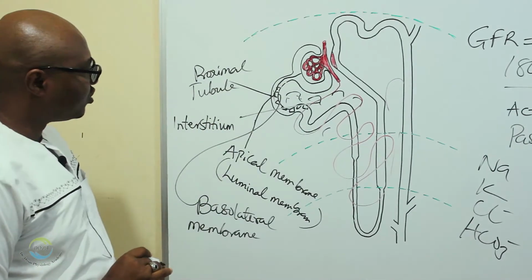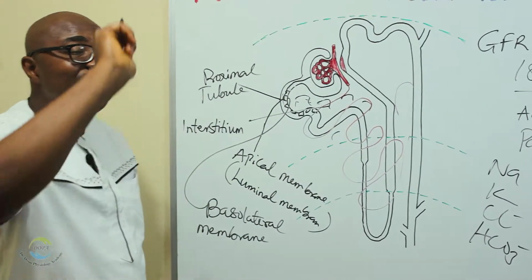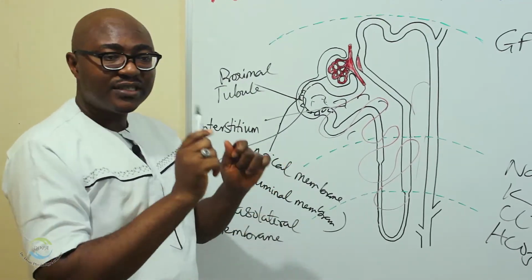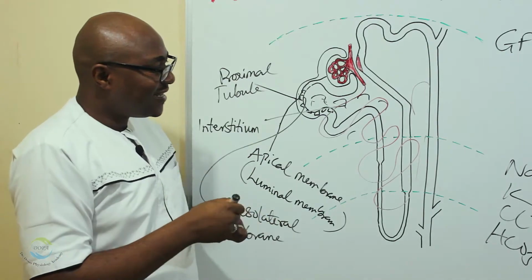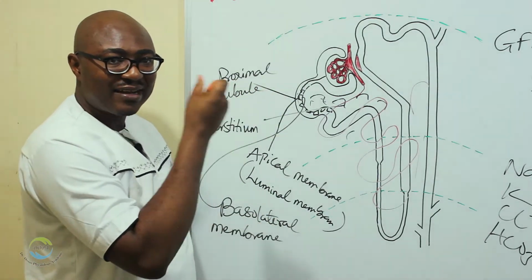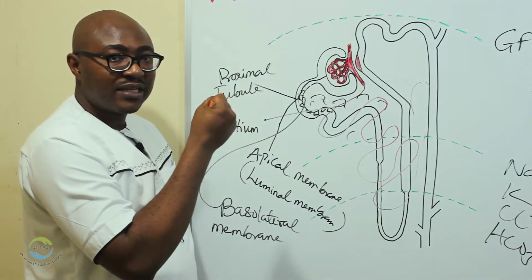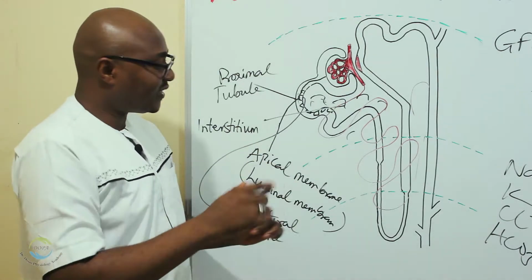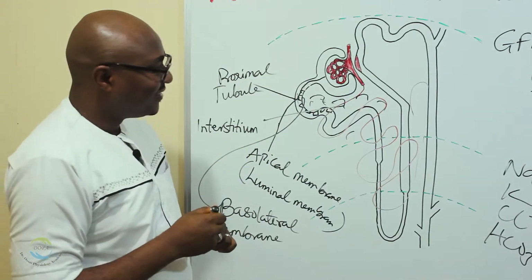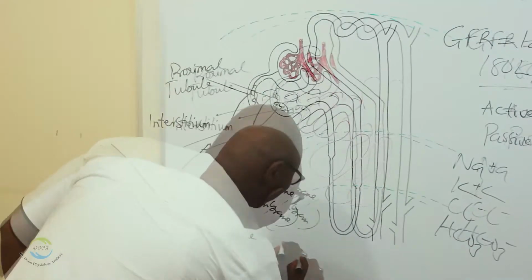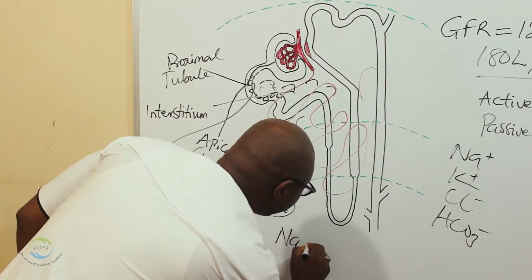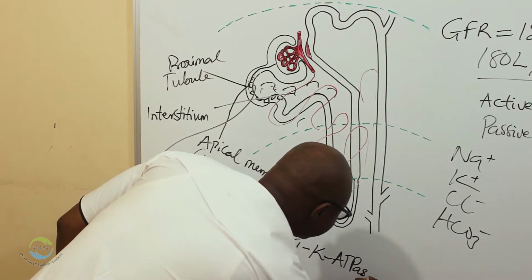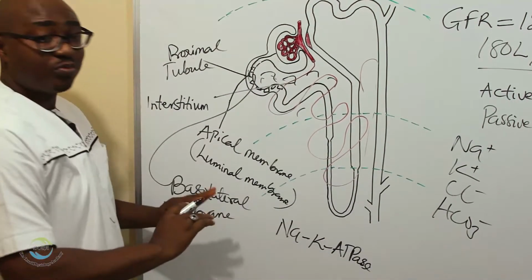Sodium. We want to start with sodium. Remember that every single cell in your body has a certain carrier protein that uses energy. It is the main active transporter of every cell. What is that transporter? It's called sodium potassium ATPase. All right? Sodium potassium ATPase.